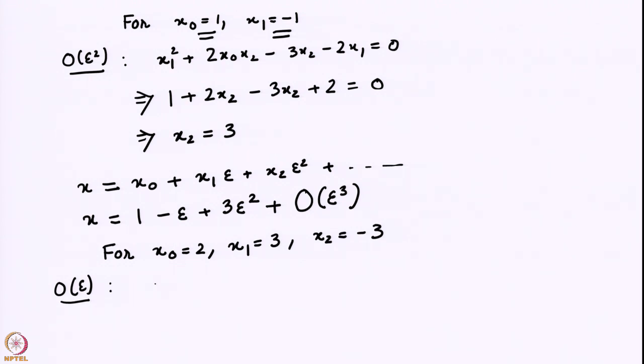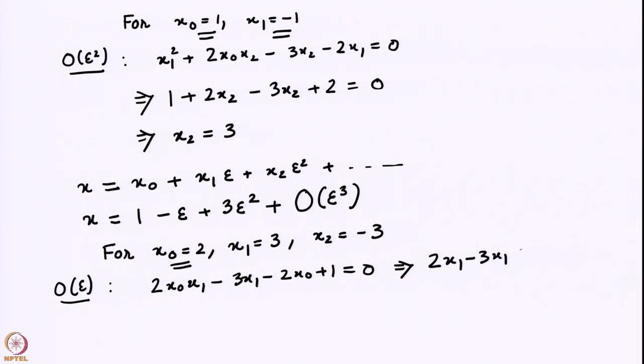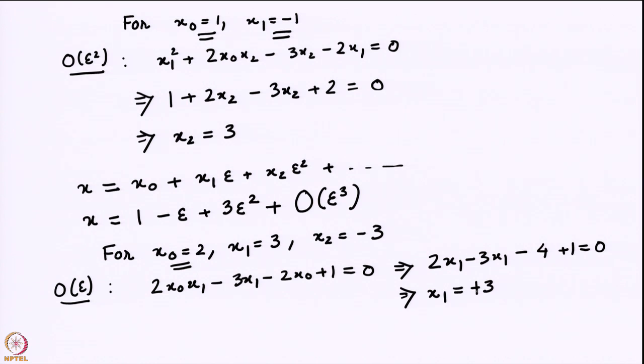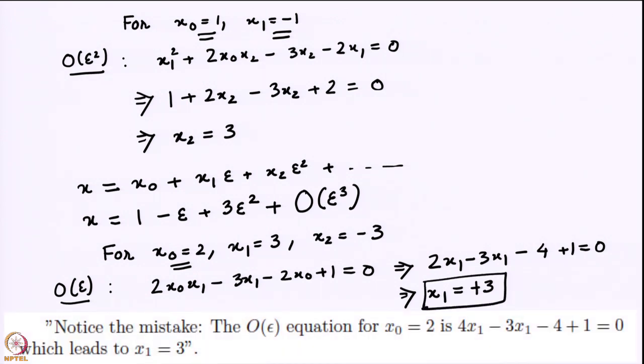The order epsilon equation was 2 x0 x1 minus 3 x1 minus 2 x0 plus 1 is equal to 0. This was our order epsilon equation, and if you substitute x0 is equal to 2, then you get 2 x1 minus 3 x1 minus 4 plus 1 is equal to 0. So this implies x1 is equal to plus 3.